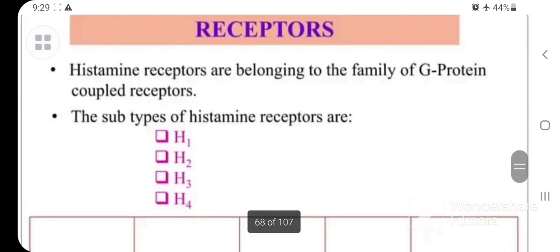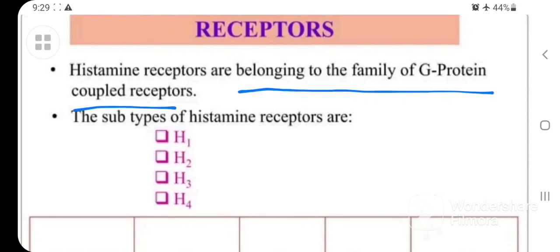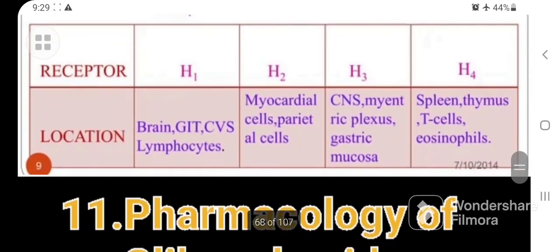Now, receptors. Some of the receptors are there for this histamine. Histamine receptors belong to the family of G protein coupled receptors. You are familiar with G protein coupled receptors, and ion channel receptors. Histamine receptors are G protein coupled receptors. The subtypes of receptors are H1, H2, H3, H4. These are the 4 common types of histamine receptors.